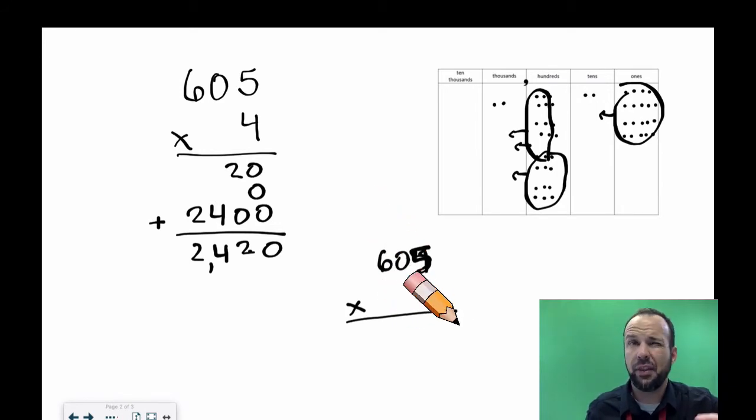So we just have to think of that number 20 in terms of its place value. And we're going to write it like so. We're going to put the ones in the number 20. We're going to write that down. We're going to carry our tens over here to the tens place.